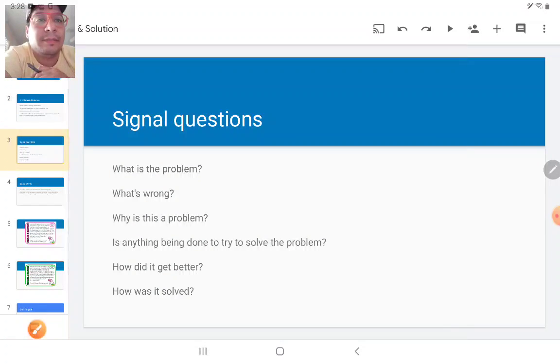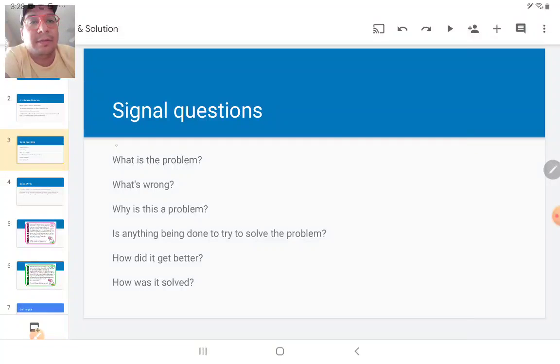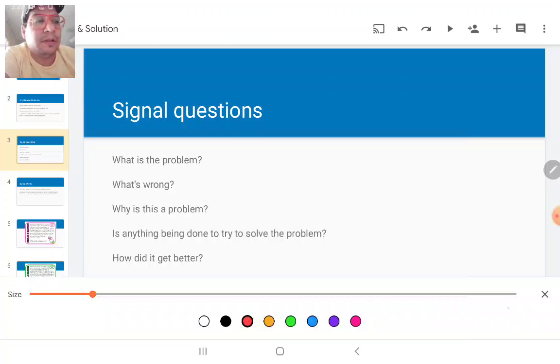All right, it says signal questions. What does that mean? Signal questions. Well, questions that you can ask yourself to identify the problem and the solution within the story. The first three questions that I have here are mainly for the problem, right? So let me go ahead and circle that for you and identify it. For example, let me get a color out here.